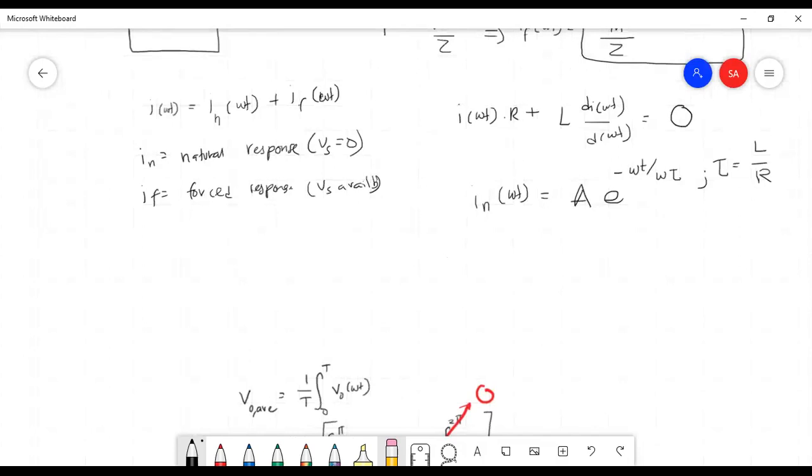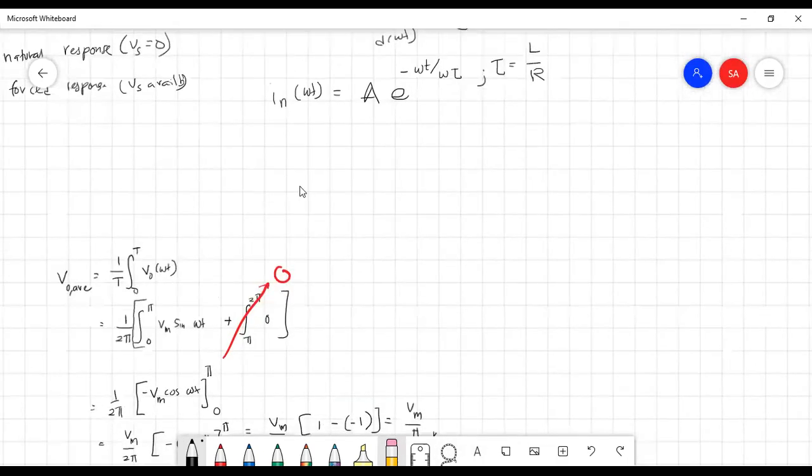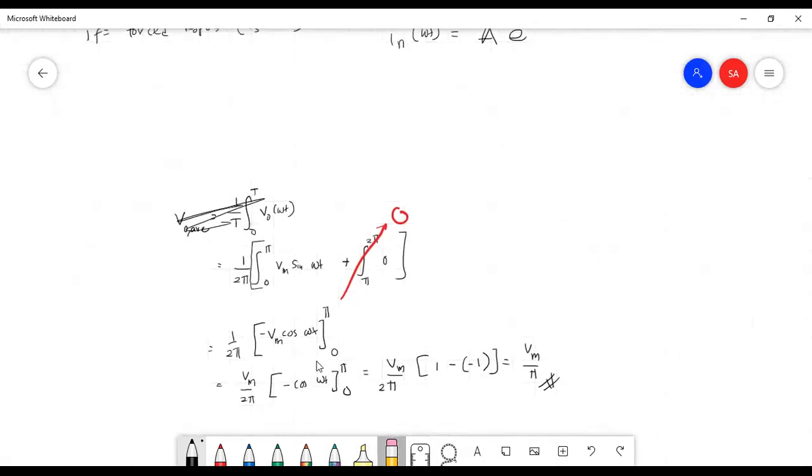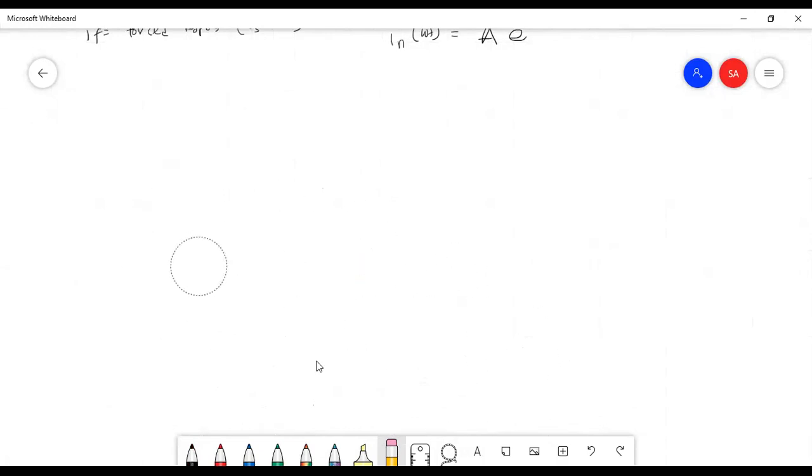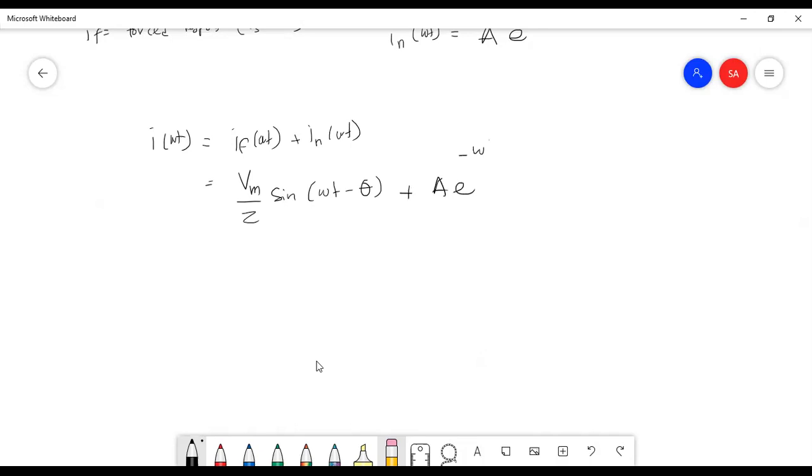Right now, our nonlinear current is I force plus I natural. So we write down the equation: this one is Vm over Z sine omega t minus theta plus A exponential negative omega t over omega tau. And we know that when time is equal to 0, the current is also 0.